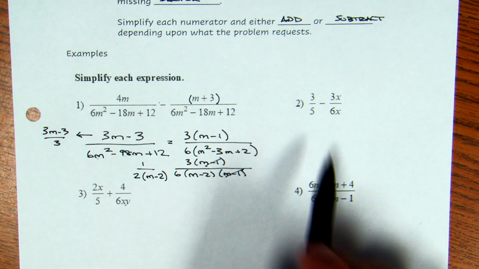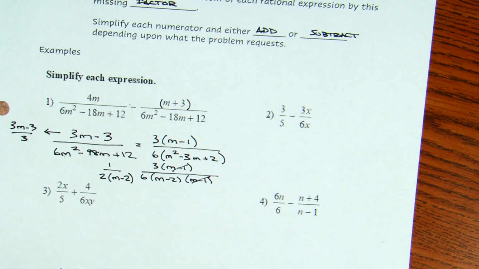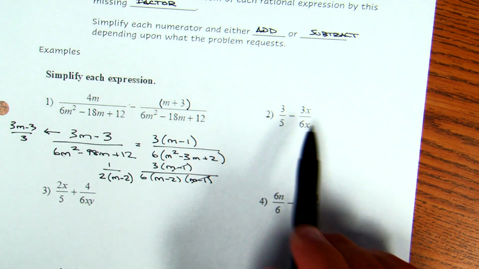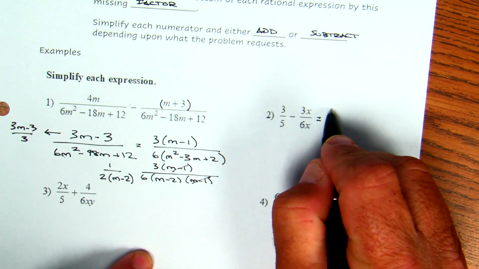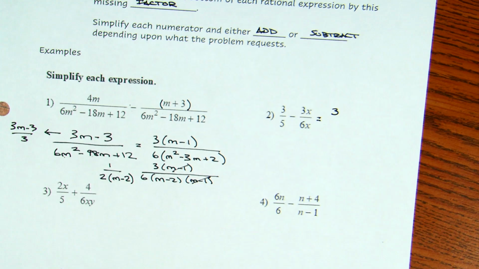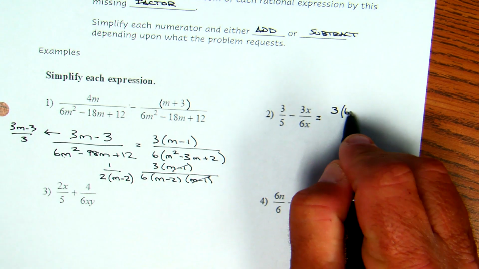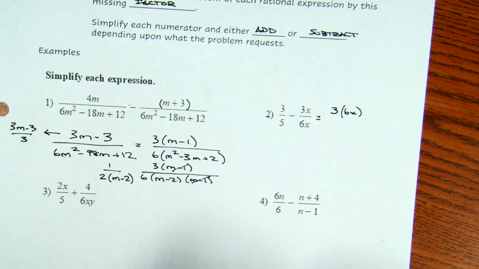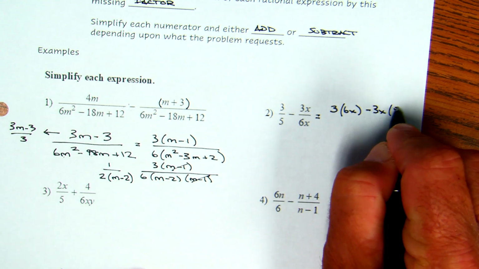Now, number 2, monomials. Not polynomials, monomials. That's got a 5, that's got a 6x. They're completely different. So this is what we mean by what we do. See that 3? That's my first numerator. Everybody see where the 3 comes from? I'm going to multiply that times 6x. I'll put a minus sign. I'm going to put the 3x and put that along 5.